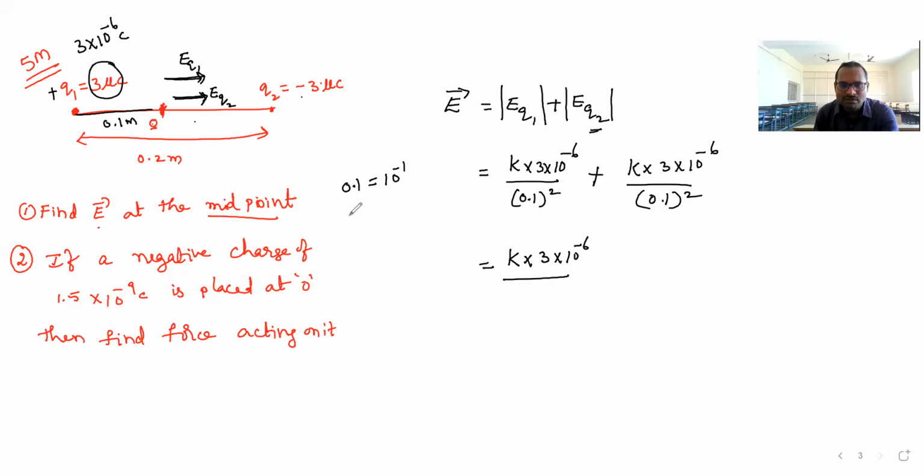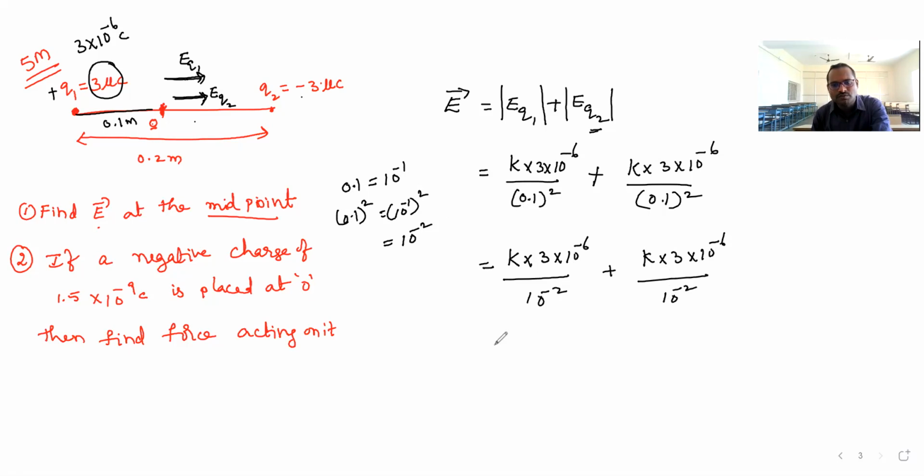10 to the power of minus 1 whole square. 0.1 whole square is nothing but 10 to the power of minus 1 whole square, which is 10 to the power of minus 2. So we can write 10 to the power of minus 2 plus K into 3 into 10 to the power of minus 6 divided by, again, 10 to the power of minus 2. 10 to the power of minus 2 and 10 to the power of minus 6 will cancel, and you will get 10 to the power of minus 4. Here also it is the same, 10 to the power of minus 4.